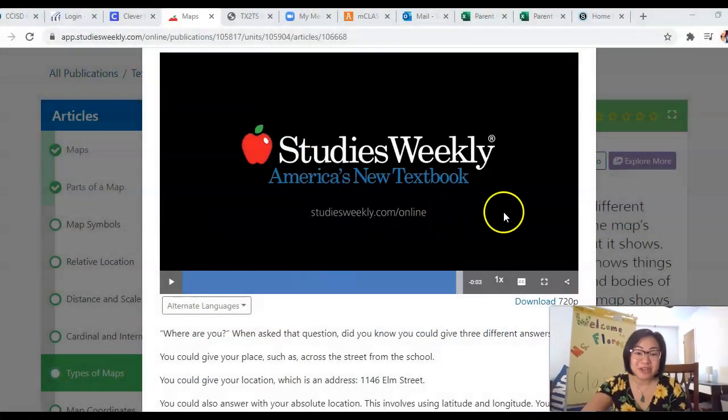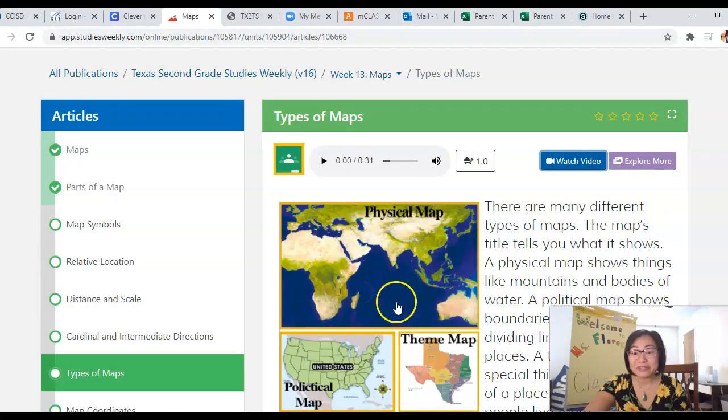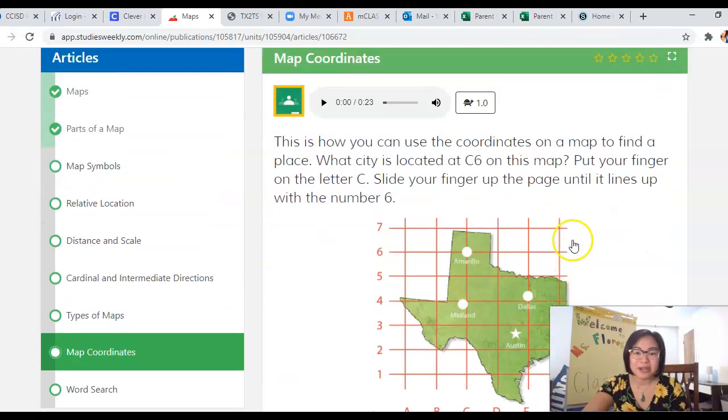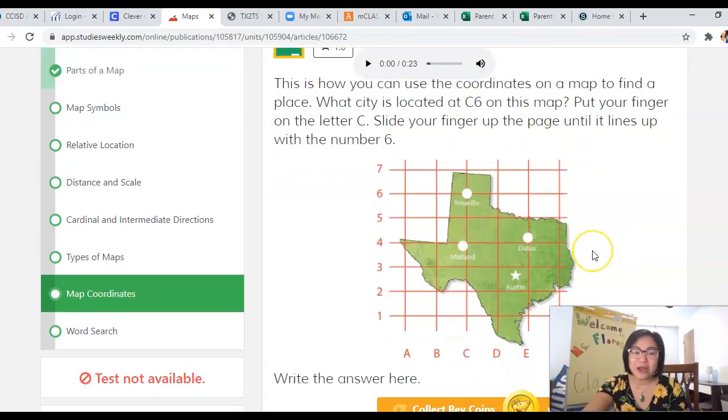All right, awesome job! Let's take one more look at one more assignment and then we'll be finished, right? That was so cool to learn about the different ways you could tell about where you are to someone. All right, so we're looking at map coordinates. And if you remember, we talked about how to use the map, the parts of a map. Remember, the coordinates are the numbers or letters on the outside of the map, and we can use them to tell us where we are. So, look at this map.